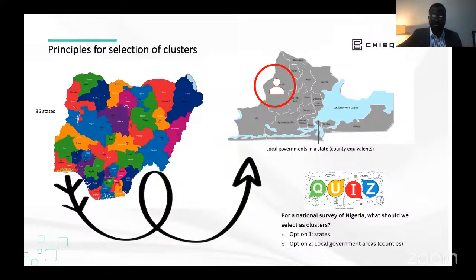Option 2. Okay, let's see participants raised hands. Chris? It's the local government. Okay. Can you explain your choice?